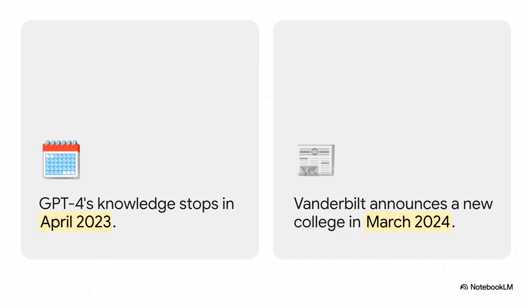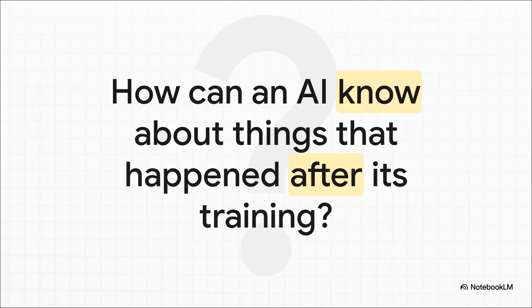So here's the problem in a nutshell. GPT-4, its brain was basically frozen in April of 2023. But almost a year later, Vanderbilt University announced a whole new college. If you ask the AI about it, by default, it has absolutely no idea what you're talking about. It's a ghost. So how does it do it? How can it possibly know about something that happened in 2024?